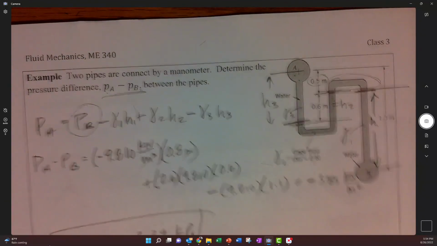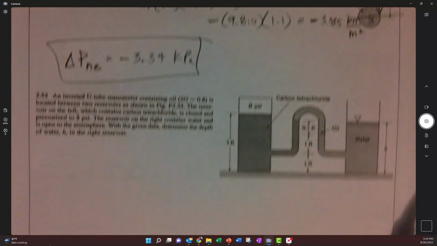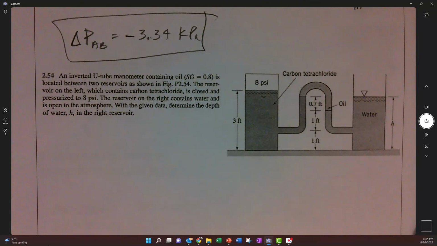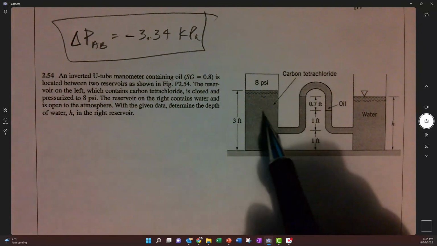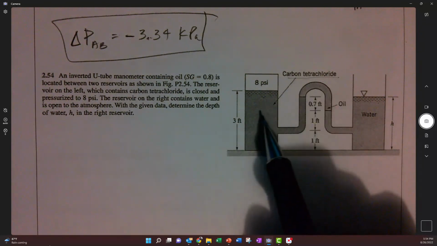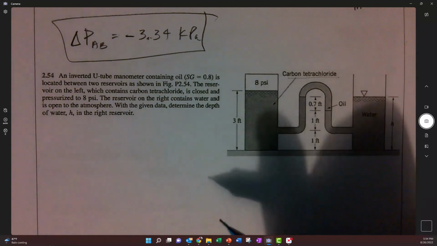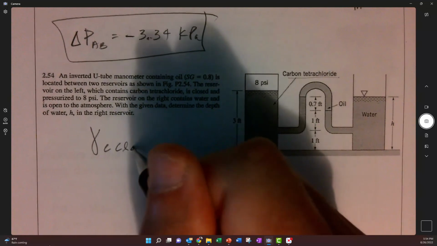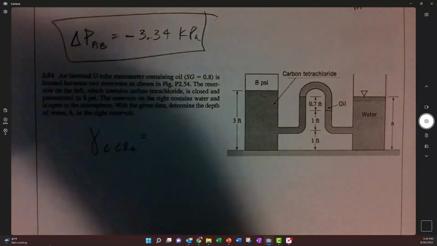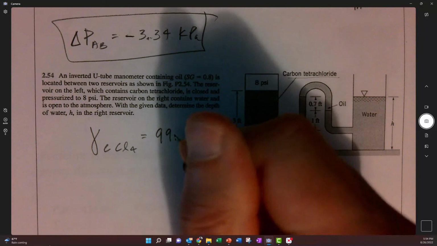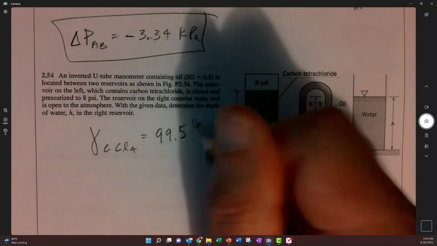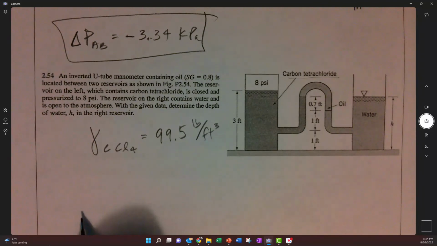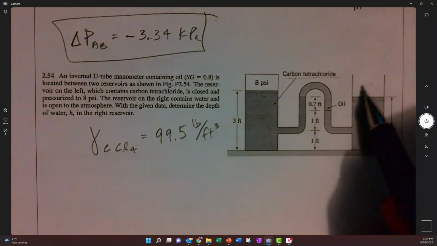And here's one that's kind of confusing because of the arrangement. But if you just methodically go through it, you have no problem, right? So this one has carbon tetrachloride, so we need the weight density of that. I'll look it up for you, but I believe it is in the equation sheet for the exams: 99.5 pounds per cubic foot. And because we're dealing with US units, we'll use that. And this is atmospheric right here.